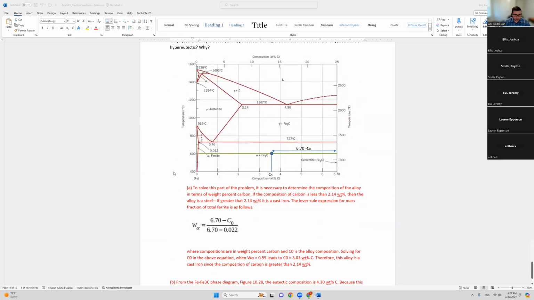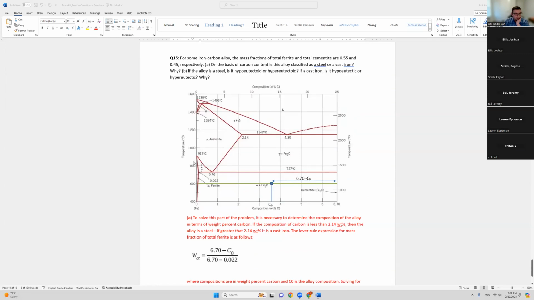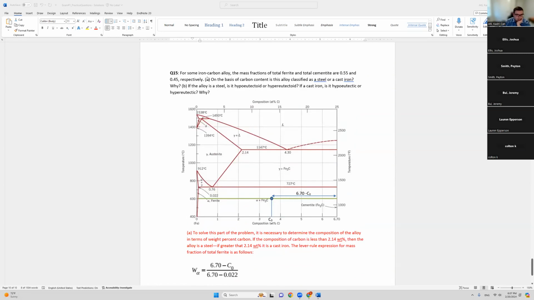And this is the last question. Again, it's a phase diagram. For some iron carbon alloy, the mass fractions of total ferrite and total cementite are 0.55 and 0.45 respectively. On the basis of carbon content, is this alloy classified as a steel or cast iron?